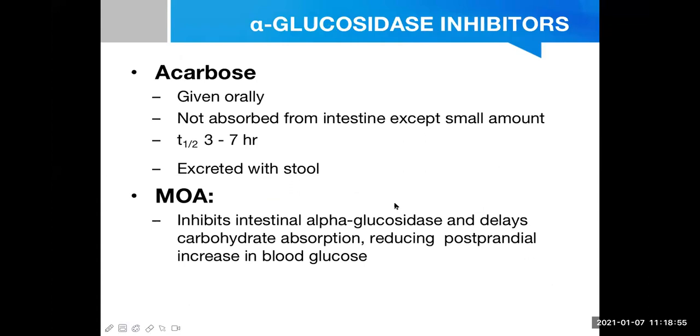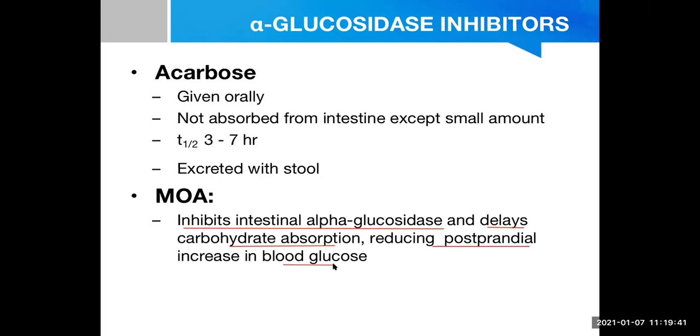Another member of the oral anti-diabetic drugs, under drugs other than sulfonylurea, is the alpha-glucosidase inhibitor, and acarbose is a member. It is given orally, just like any other drug. It is not absorbed from the intestine except for a small amount. The half-life is 3 to 7 hours, and it is excreted with the stool. What is the action of this? It inhibits the intestinal alpha-glucosidase enzyme, and by inhibiting this enzyme, it delays carbohydrate absorption, which will decrease the level of postprandial blood sugar.